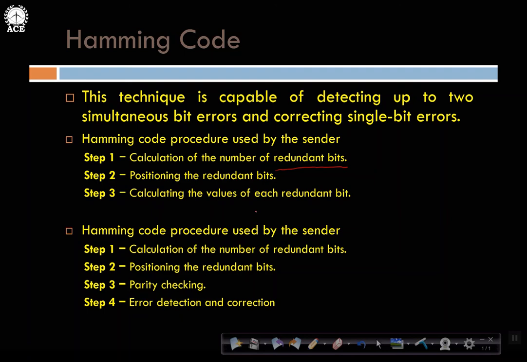I have already done that. Then calculate the values of each redundant bit based on the position values, like 1, 3, 5, 7, 9 for 1, and 2, 3, 6, 7, 10, 11 for 2, and like that. Then at the receiver side, what happens? Used by sender: calculate the number of redundant bits, position the redundant bits. Parity checking, error detection and correction are done by the receiver, not the sender. The sender is already done here, so you make a correction. This should be at the receiver side. Okay, parity checking has to be done, and then error detection and correction, whatever is being applied.